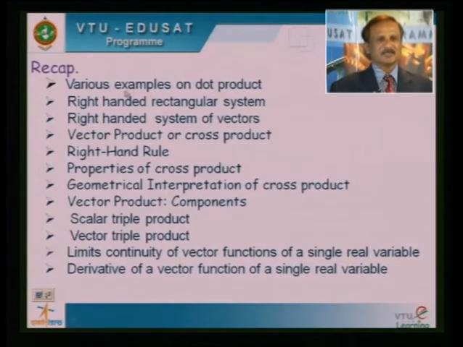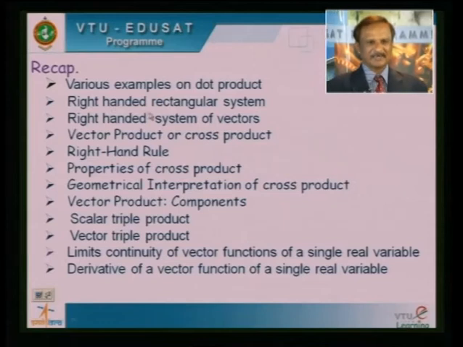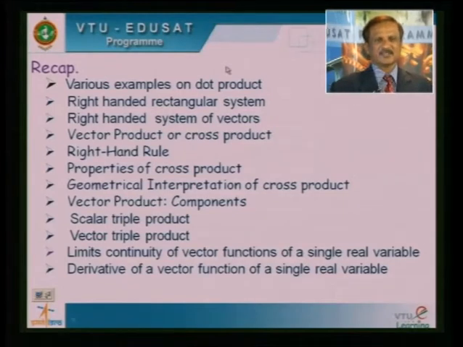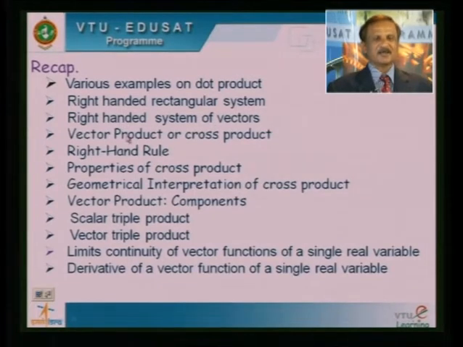In a similar way, we have discussed a right-handed rectangular system. What do you mean by a right-handed rectangular system? You can consider XOX dash line, YOY dash line, ZOZ dash line. You will get 3 lines. Then we have defined various points in a right-handed rectangular system, and we have also discussed a right-handed system of vectors. After that, we discussed vector product or cross product, the right-handed rule, and properties of a cross product and the geometrical interpretation of a cross product.